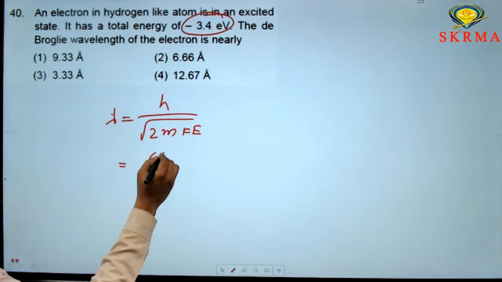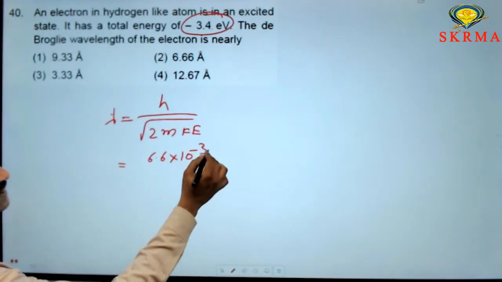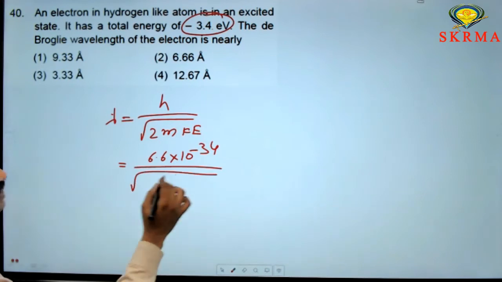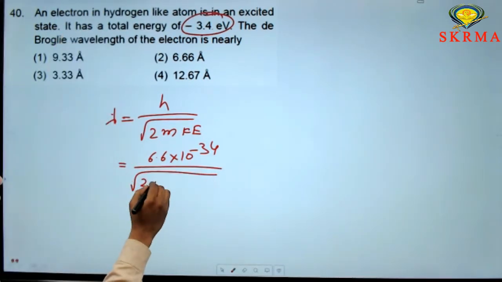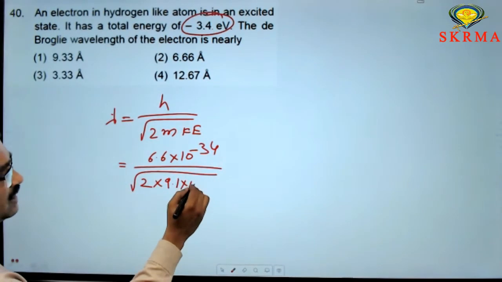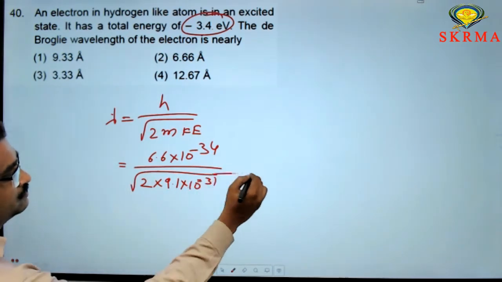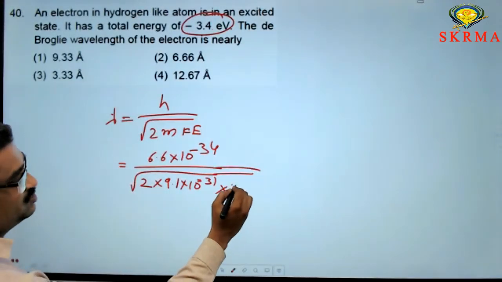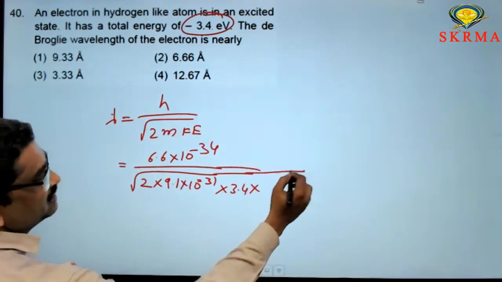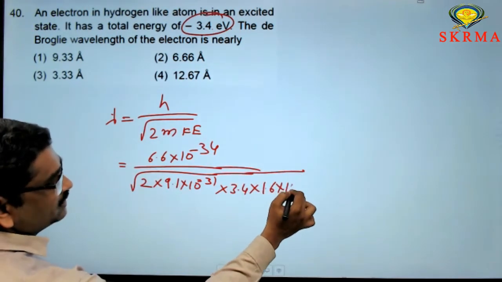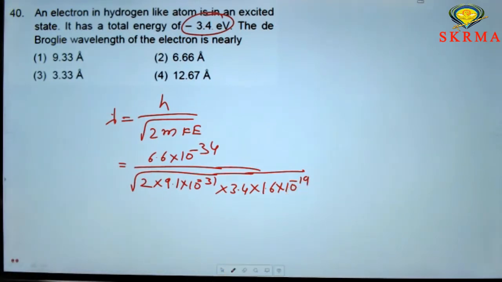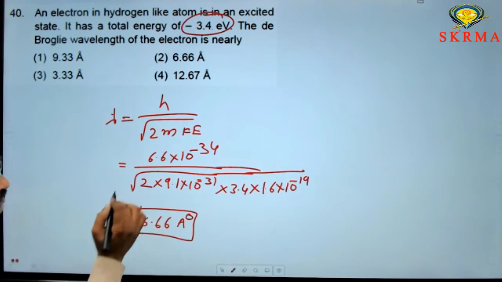Substitute the values. 6.6 into 10 power minus 34 is the H value, by square root 2m, electron mass 9.1 into 10 power minus 31, into kinetic energy 3.4 electron volts. Convert that one, 1.6 into 10 power minus 19. Solve this further, then you will get 6.66 angstroms. Angstroms means 10 power minus 10.